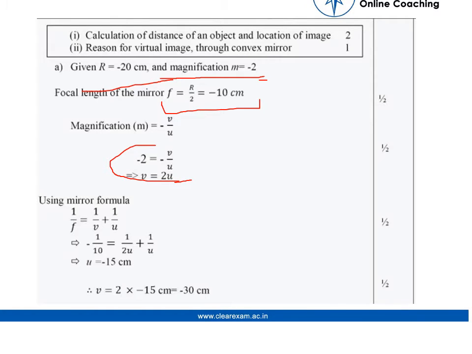Now using the mirror formula, which is 1 upon f equals 1 upon v plus 1 upon u. f was -10, so 1 upon f becomes -1 upon 10, and 1 upon v is 1 upon 2u because v is 2u. So solving this equation, we get object distance as -15 cm and image distance as -30 cm.